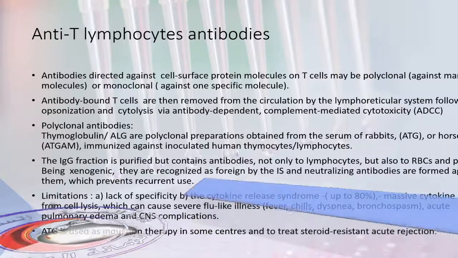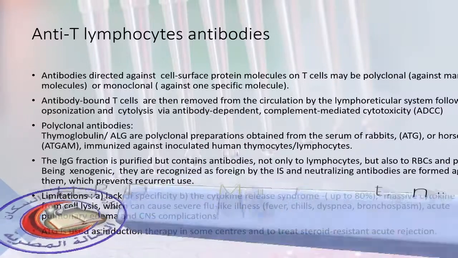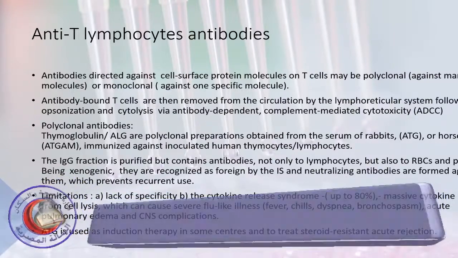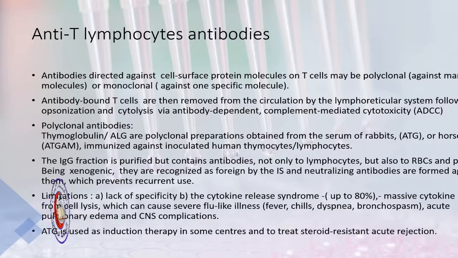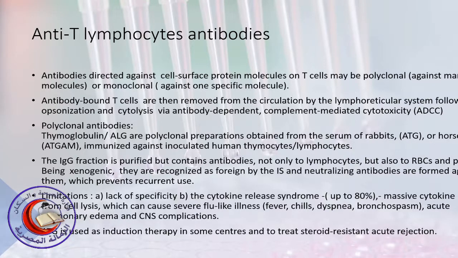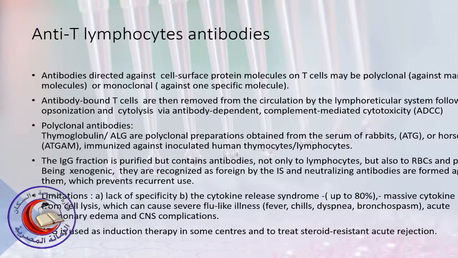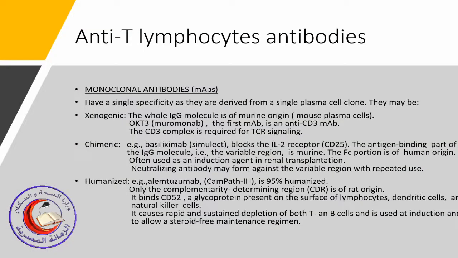Limitations: lack of specificity. They target many antibody molecules. Also, the cytokine release syndrome, which occurs in up to 80%. This is a massive cytokine release from cell lysis, which can cause severe flu-like illness, fever, chills, dyspnea, bronchospasm, acute pulmonary edema, and CNS complications. Of course, this cytokine release is following antigen-antibody binding. Anti-thymocytic globulin is used as induction therapy in some centers, especially in the United States, and also is used for the short term to treat steroid-resistant acute rejection.